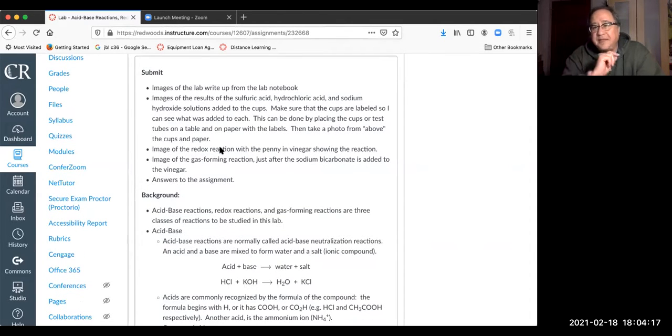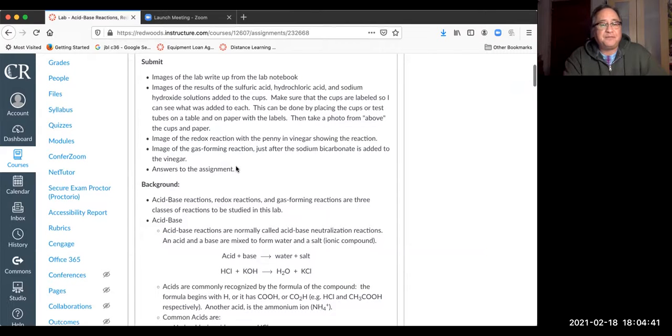If you look at the submit section, it has images of your lab write-up from the lab notebook, images of the results of the sulfuric acid, hydrochloric acid, sodium hydroxide solutions added to the cups. Make sure the cups are labeled. Image of the redox reaction with the penny and the vinegar. Image of the gas forming reaction, and answers to the assignment.